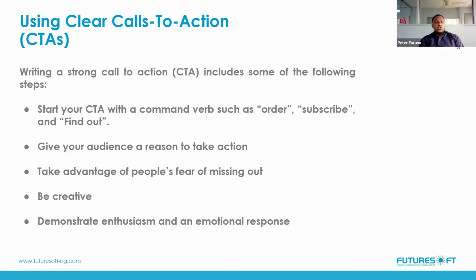So writing a strong call to action includes some of the following steps. Start your CTA with a command verb such as order, like I said, subscribe and find out. Another thing is give your audience a reason to take action. So you are giving them a reason to take action, which is they've seen the visuals and they've seen how good it looks. So now they want to take action because they've seen what it is.